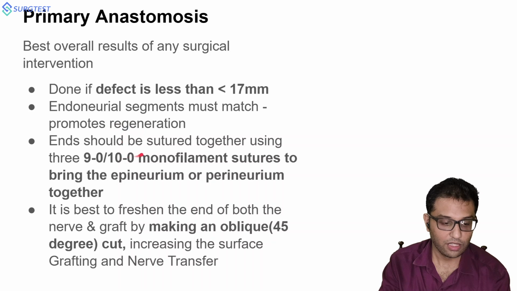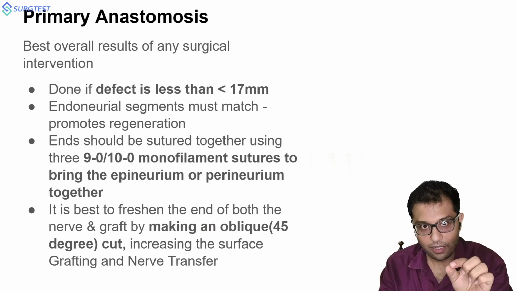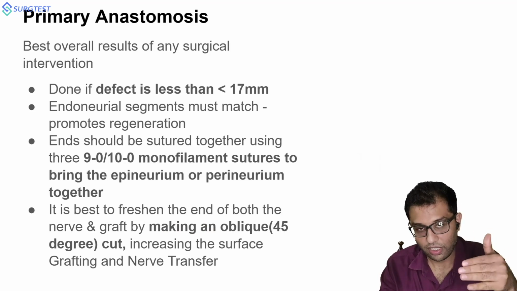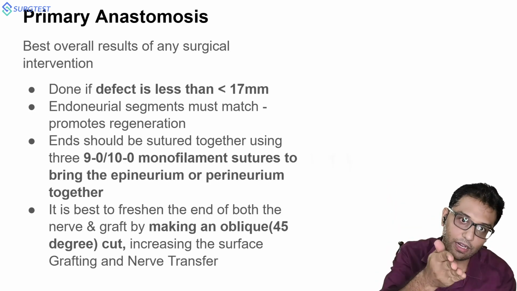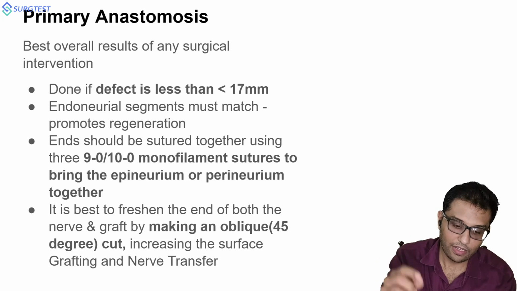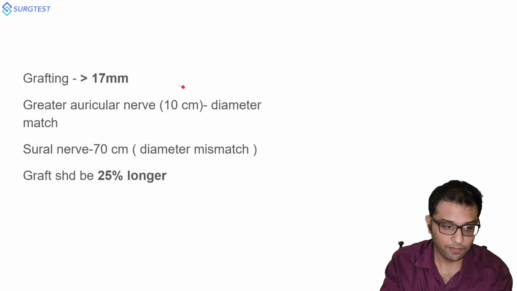That promotes regeneration. So ends are sutured together using 9-0 or 10-0 monofilament sutures to bring the epineurium or perineurium together. It is best to freshen the ends of both the nerve and graft by making an oblique 45-degree cut. If you make an oblique cut at the dead end to remove that neuroma, the cross-sectional area of the nerve increases for the anastomosis. Before doing anastomosis, give an oblique cut to the cut end of the nerve, because at that end there is a chance of a neuroma or small dead area. So if you cut it and freshen it and then suture, the chances of recovery increase.